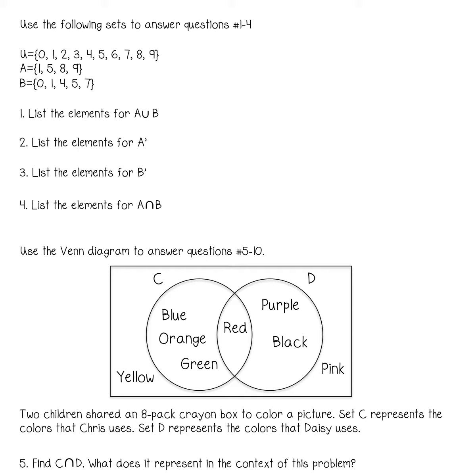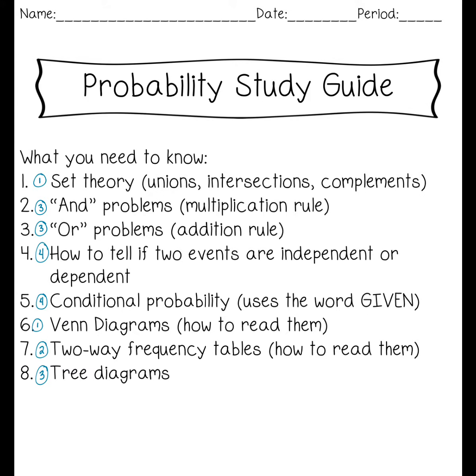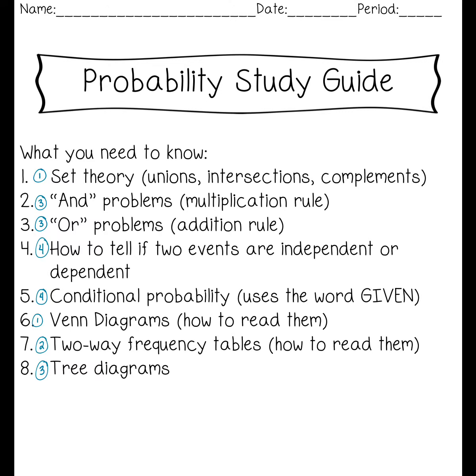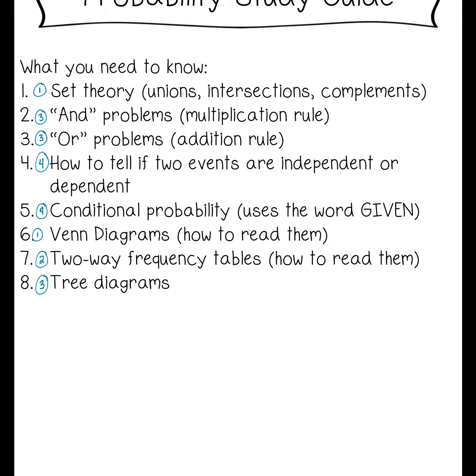We're going to work through the study guide together in preparation for our test on Friday. Some of what you can see on the first page is set theory: unions, intersections, complements, and "and" problems and "or" problems. That's our simple geometry. How to tell if two events are independent or dependent. Conditional probability, remember, that uses the word "given" or the little bar. Venn diagrams, two-way frequency tables, and lastly, tree diagrams. Or, remember, if we don't want to do a tree, we can use the fundamental counting principle.